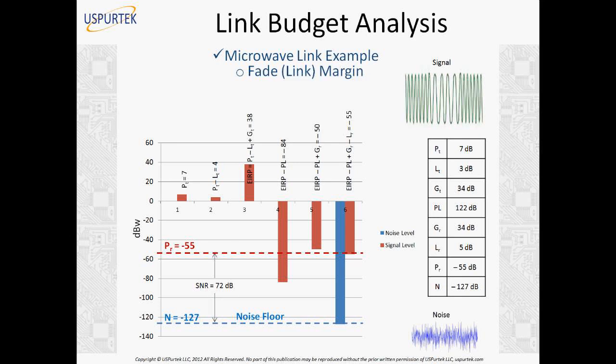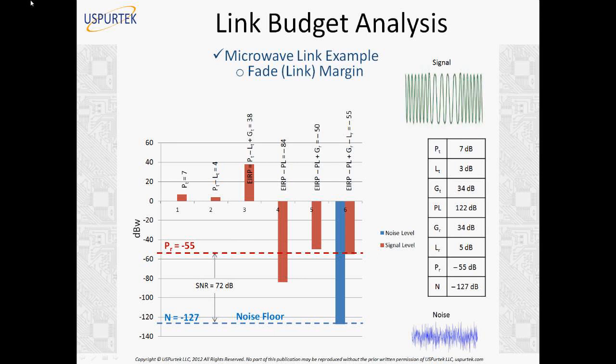Now next we come to this term we use, fade margin or link margin. As we see from our calculations, the difference between the receipt power level of minus 55 and the noise floor of minus 127 is 72 dB. So we have very good margin. That means our signal at the receiver is strong enough. It can overcome noise at the receiver and still be a very strong signal, right?